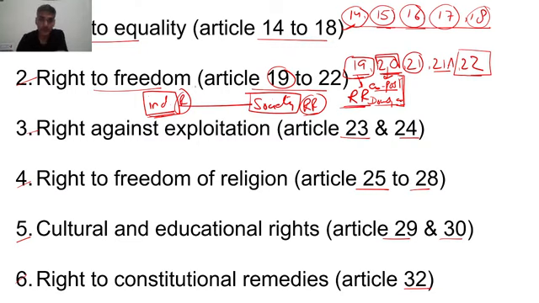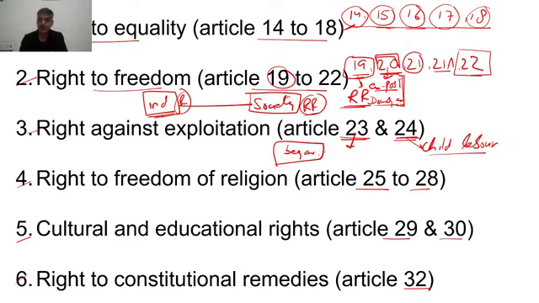Then similarly, the next fundamental right is your right against exploitation. Article 23 and Article 24 mean nobody can exploit you. That is guaranteed to you. If anybody is exploiting you, the state is there. Article 23 provides protection against forced labor or any type of labor which you are not doing by your own choice, so that you can live a free life, like your begar, all these types of labor. Whereas Article 24 gives protection against child labor.